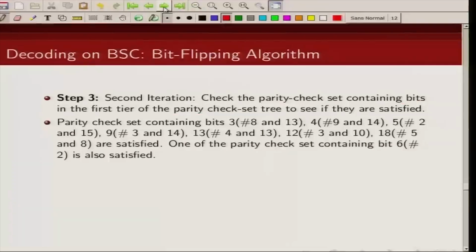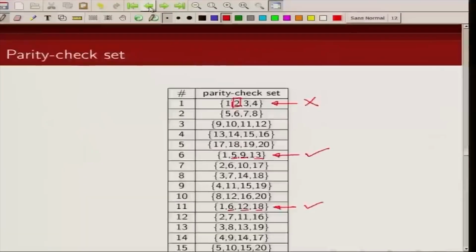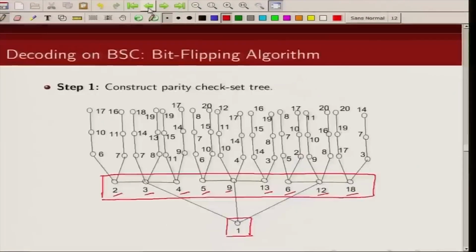Now what we are going to notice is that since bit 3 was not in error, bits 3, 4, 5, 9, 13, 12 and 18 will get satisfied. So if you go back to the parity check set diagram, this was not in error, and this involves 18, 14, 7, none of these were in error. Similarly, this involves 8, 13, 19, these were not in error. So all the parity check sets containing 3 will be satisfied.